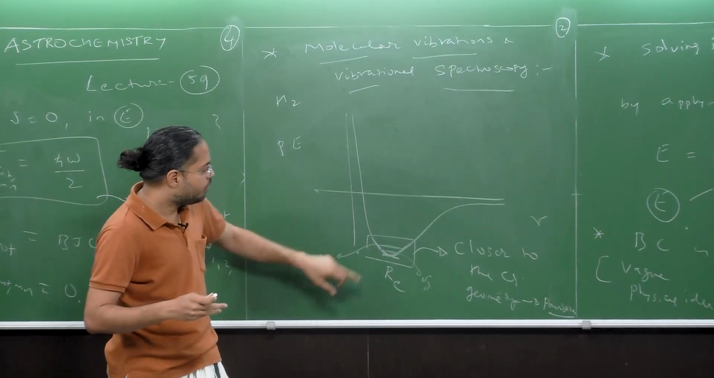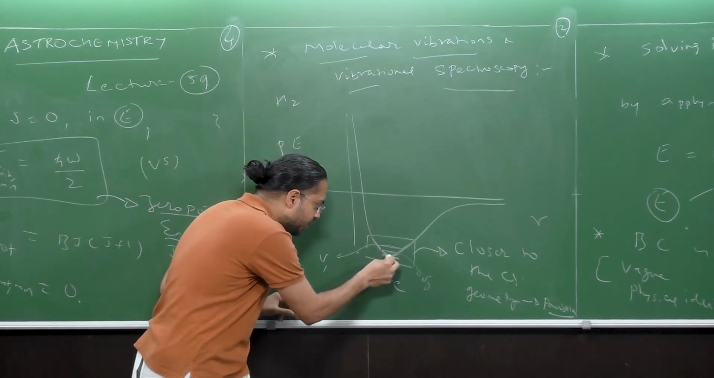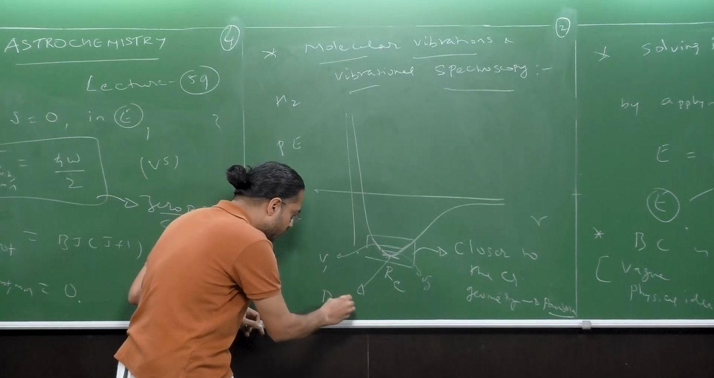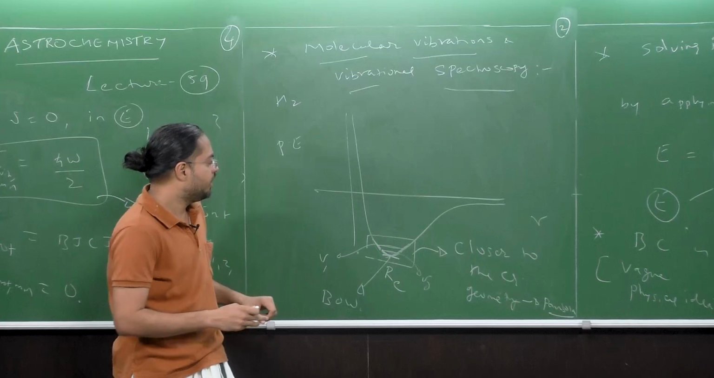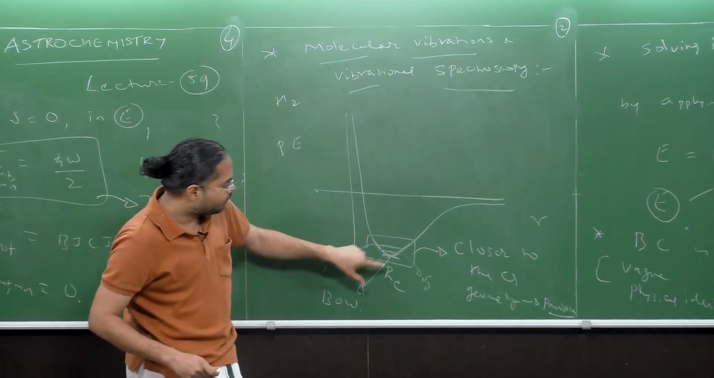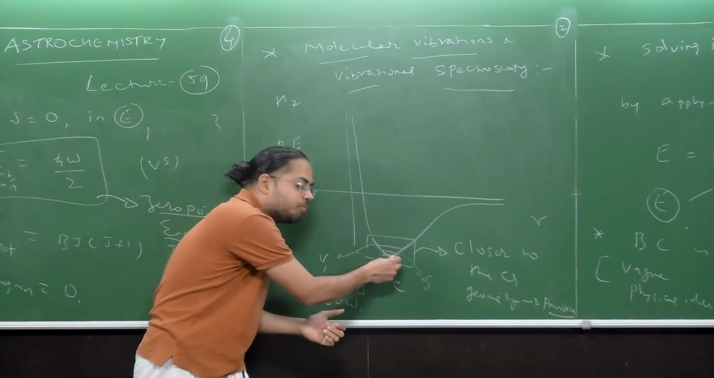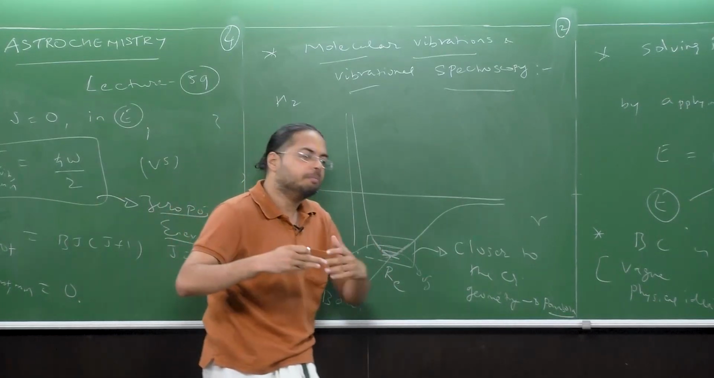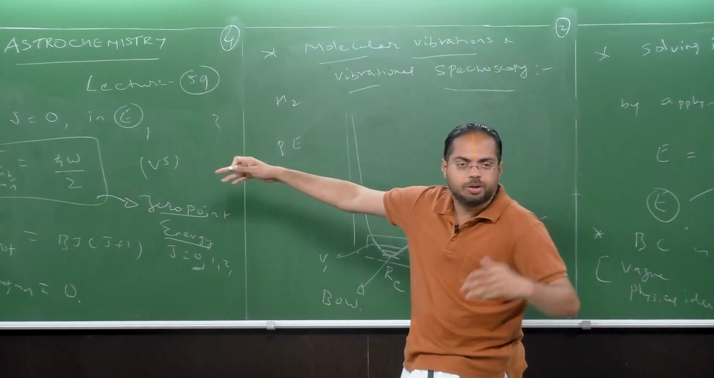Now, I always draw this above the minimum. Let's coin this point as the bottom of the well. So the lowest vibrational energy was never shown along the bottom of the well. It was always shown slightly above. I told you that in a future class I'd explain why.